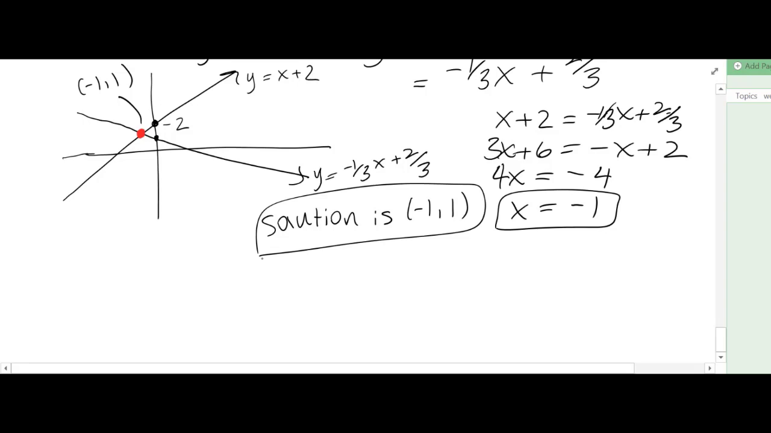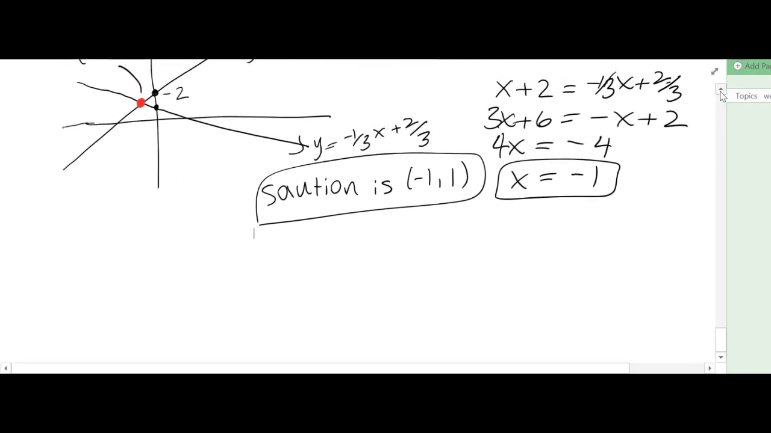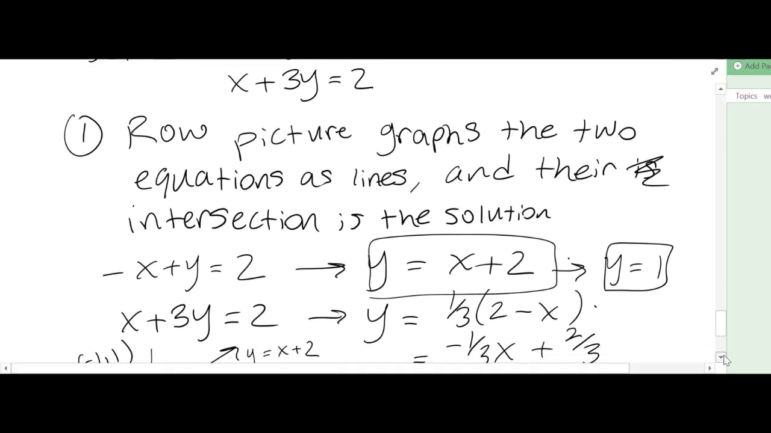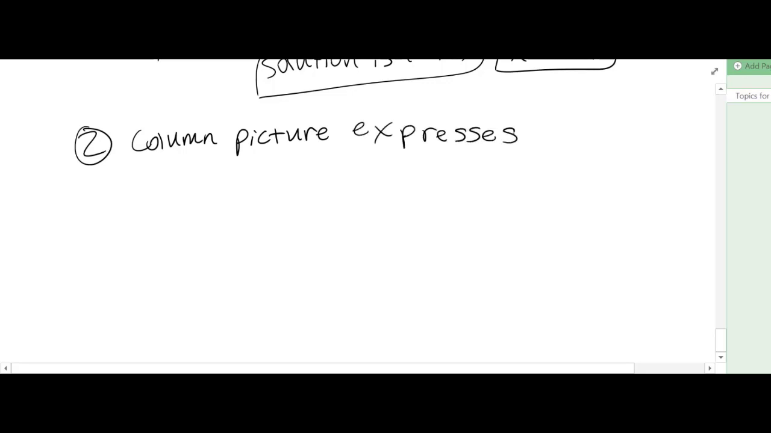So another way to think about it is using vectors, which is the column picture way. Let's see, so I label that as 1 or something. Okay, let's call it 2. So the column picture expresses the right-hand side of the two equations. The right-hand side is a linear combination of a bunch of column vectors.